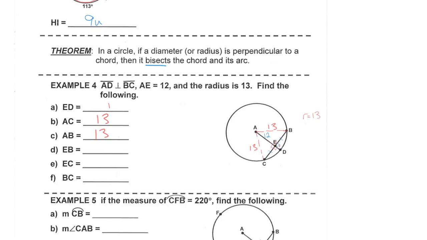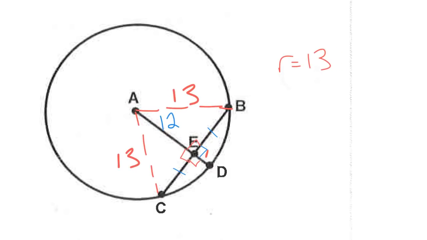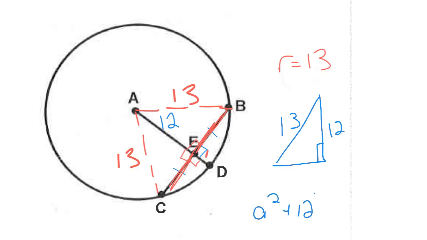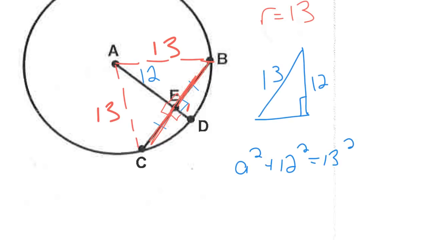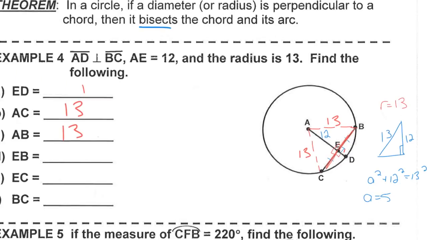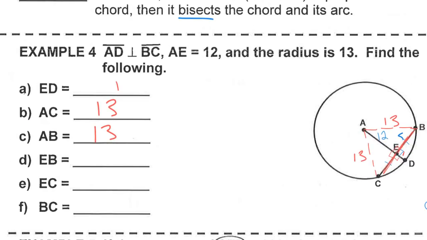Then we go to EB and EC. So these out here, I need to find this and that. Well, they make a triangle. So here's the bottom that we need to find. We know this is 12, we know that's a right angle, and this is 13. So we have the Pythagorean Theorem: a squared plus 12 squared equals 13 squared. Now this is a triple. It'll always work. If you have 12 and 13, then the other one's going to be 5. So I now know that E to B is 5 and that E to C is 5.